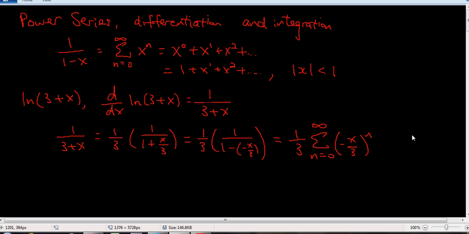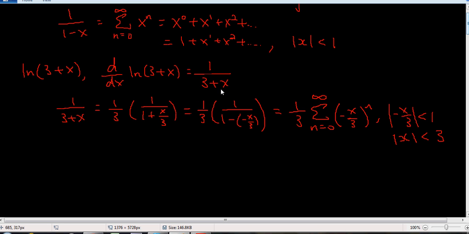Awesome. And of course, if you need a restriction, think of it like this. Instead of x, it's negative x over 3. And this needs to have absolute value less than 1. And so the absolute value of x is less than 3. Great. So there we go. We found a power series representation for 1 over 3 plus x. Right? 1 over 3 plus x is equal to this, as long as x is between -3 and 3.